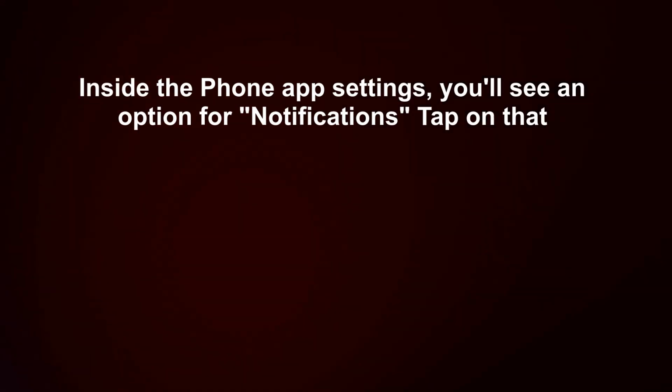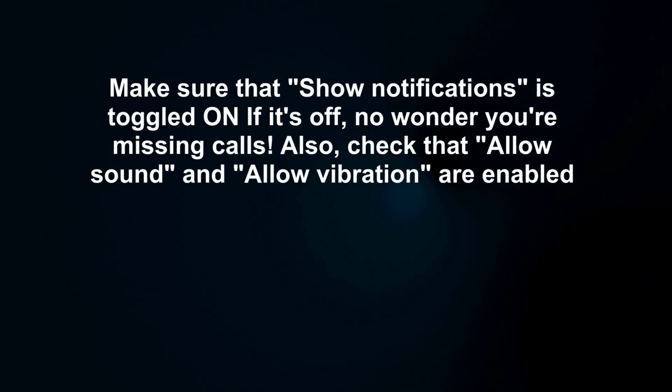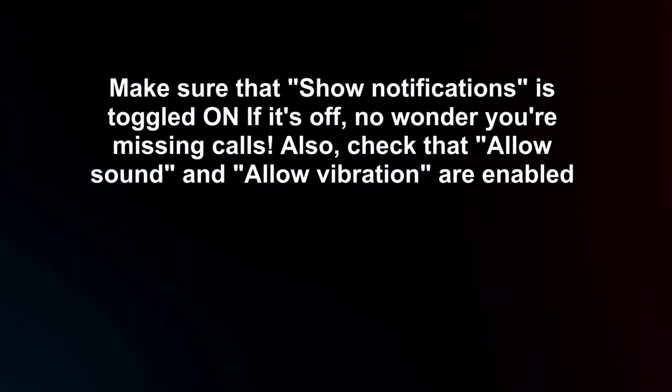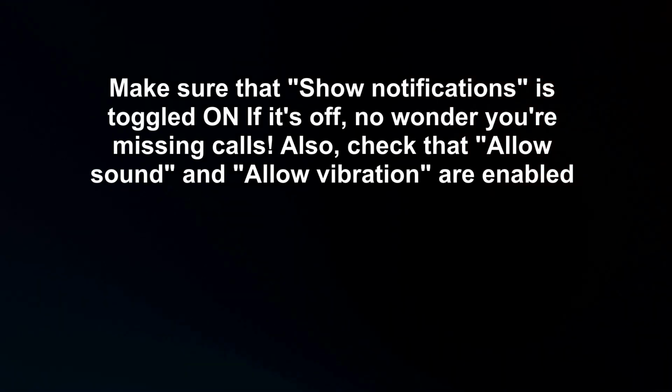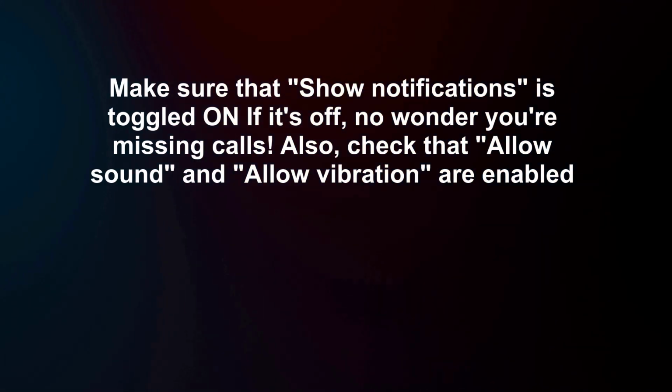Inside the phone app settings, you'll see an option for notifications. Tap on that. Make sure that Show Notifications is toggled on. If it's off, no wonder you're missing calls. Also, check that Allow Sound and Allow Vibration are enabled.